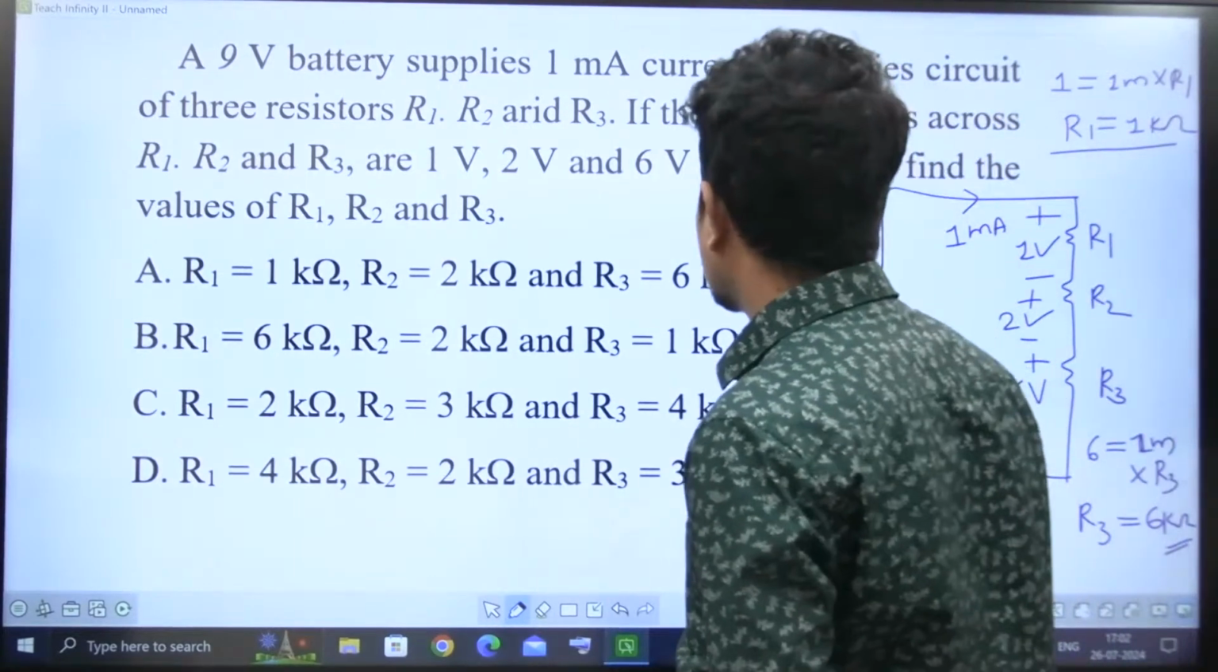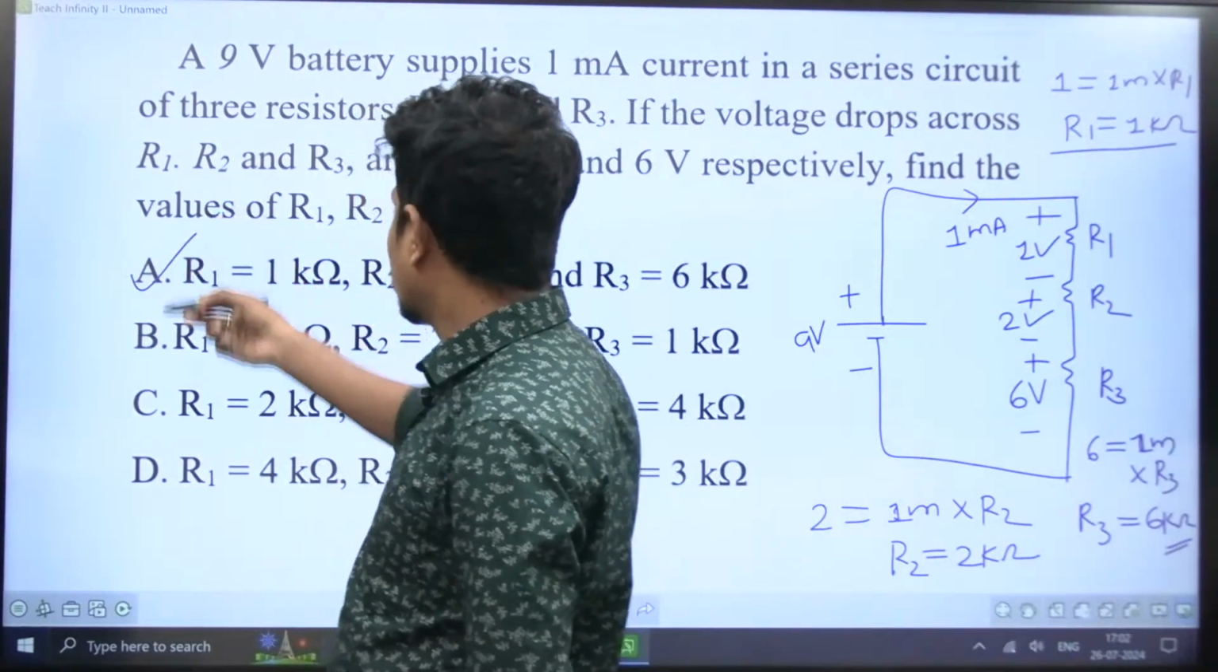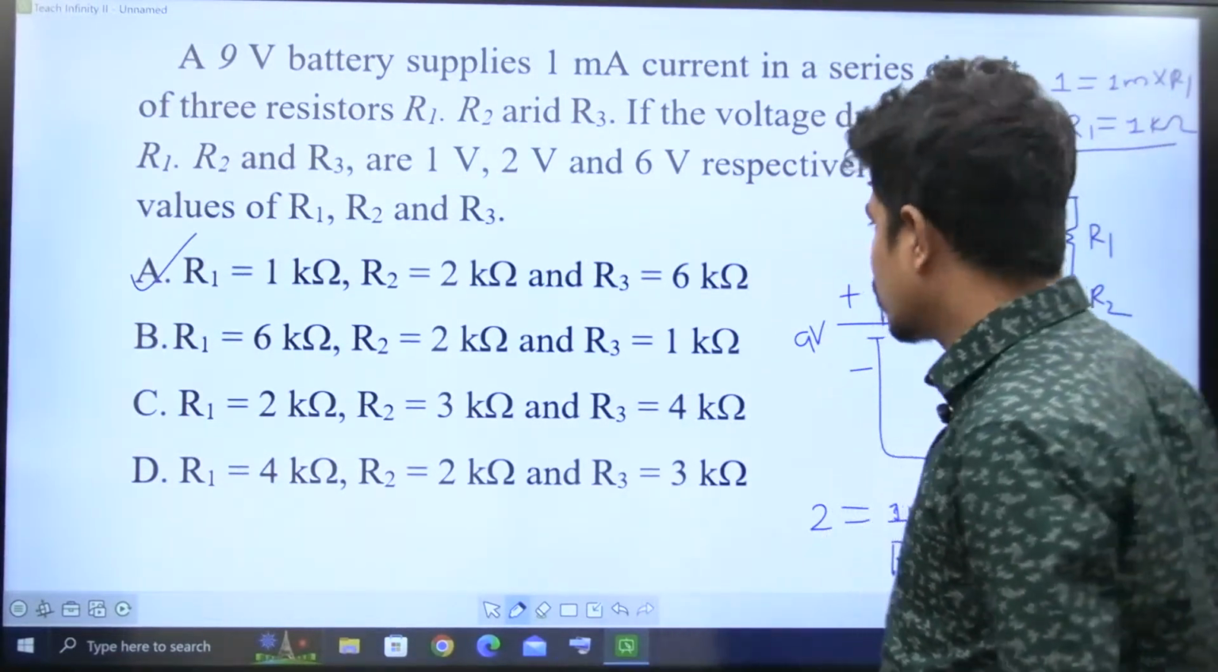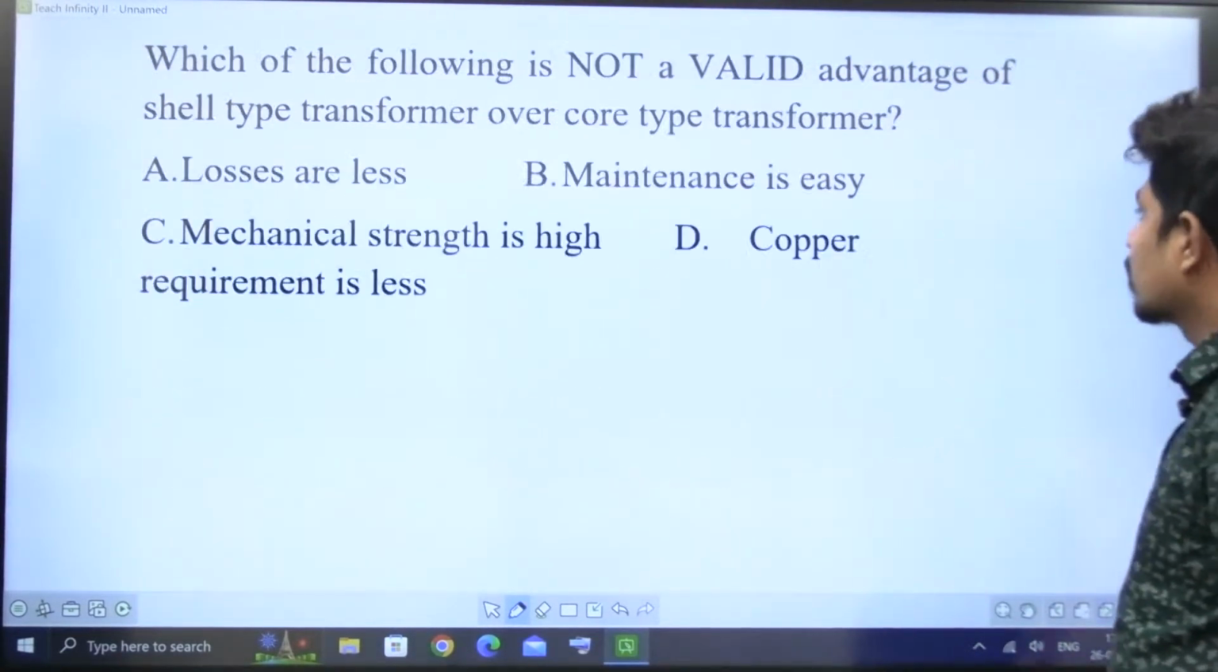So 1, 2, and 6 is the answer, right? Option is A. That is a very easy question. Question statement looks big, but question is easy.